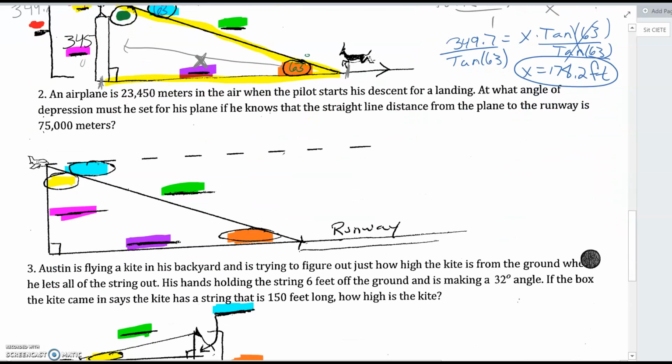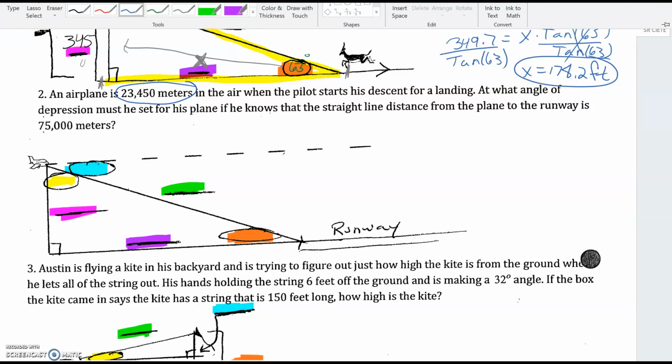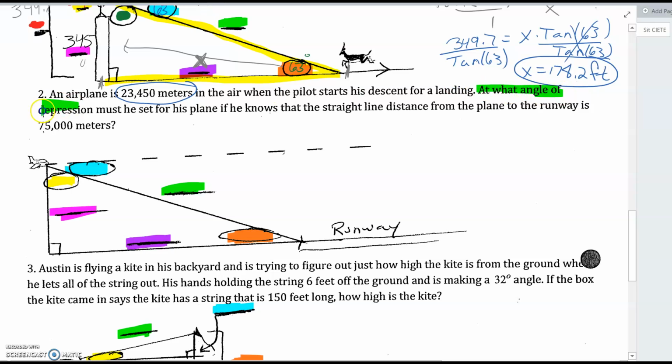All right. So an airplane is 23,450 meters in the air. Power starts his descent. At what angle of depression, that seems like it should be something I should highlight, what angle of depression must he set for his plane if he knows that the straight line distance, now straight line distance, pretty much you're connecting the two things, from plane to runway. So this number here is going to be the number that represents the distance when you connect plane and runway and connect the two dots for that straight line distance.